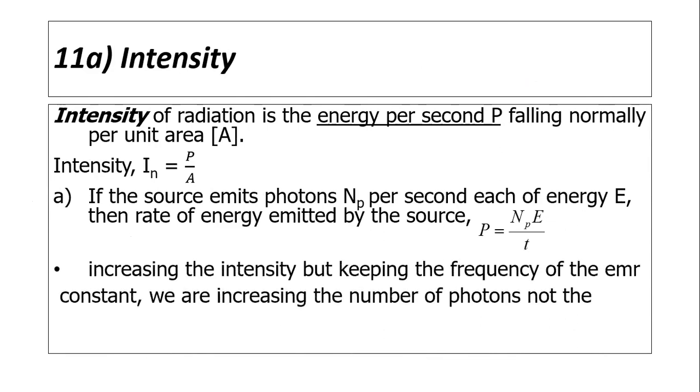Okay, we're just repeating, that's all. So that is our intensity. It's just power divided by area, and the power is just your N P E over T. So increasing the intensity, but keeping the frequency of the electromagnetic radiation constant, we are increasing the number of photons, not the energy of the photon.